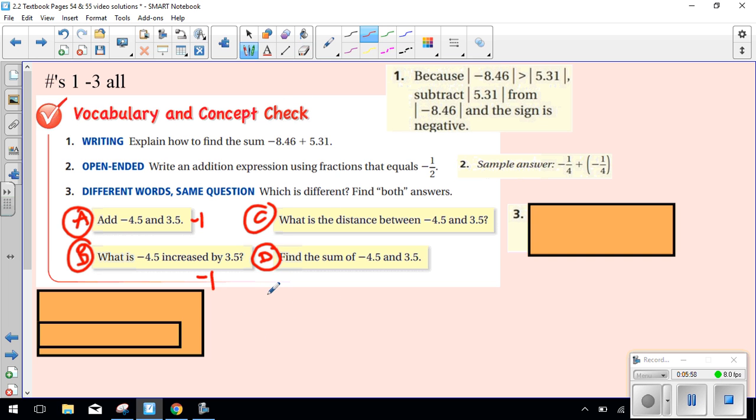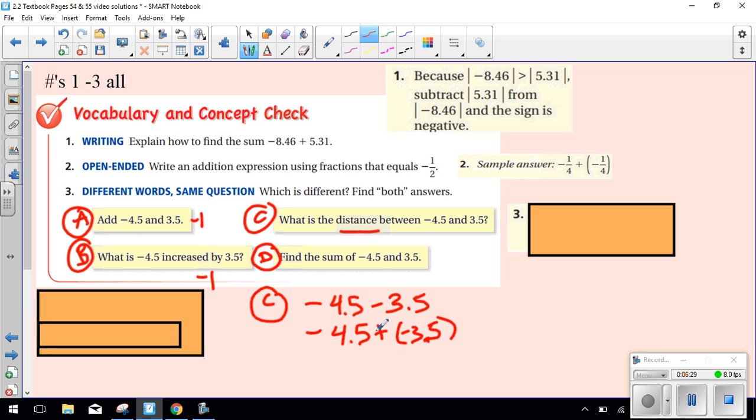Letter C. What is the distance? Okay, this is a distance question, just like we did in chapter 1, between negative 4.5 and 3.5. So if I'm at negative 4.5, I'm going to subtract 3.5 and then take the absolute value. So negative 4.5, add the opposite.